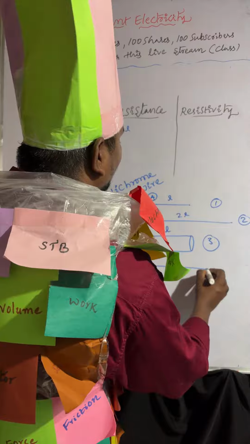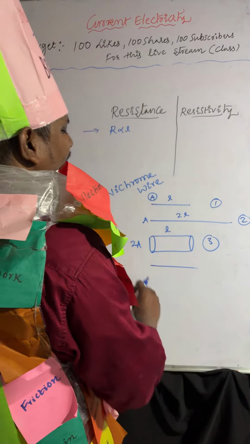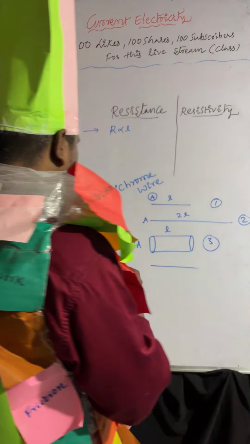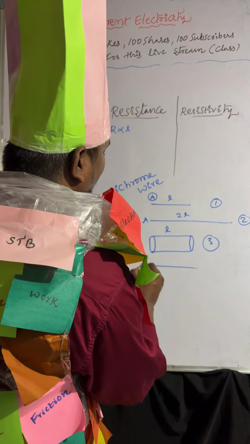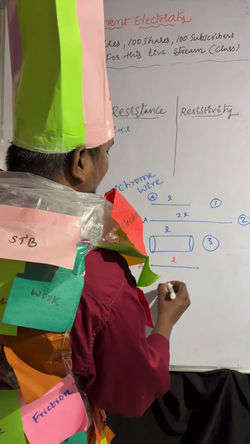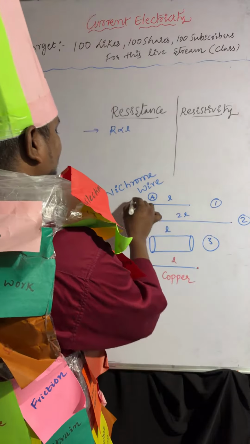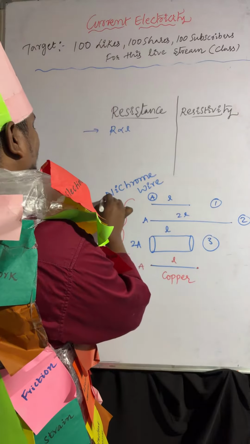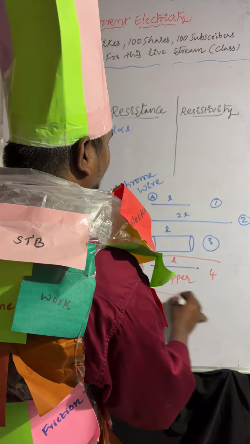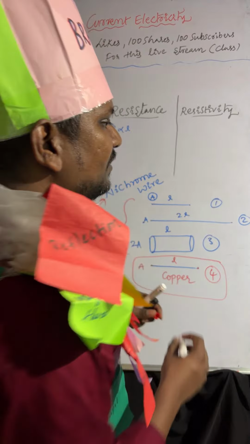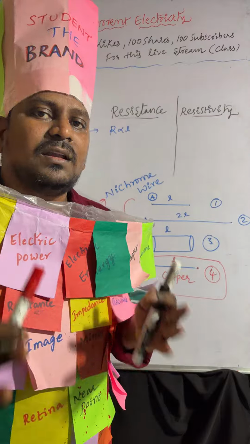Now, I am taking the fourth case. The area of the cross section is A, the length is L, but in this case I am taking copper wire. In the 3 cases I am considering the nichrome wire. In the fourth case I am considering the copper wire. Then connect this wire in an electric circuit and observe the ammeter reading.